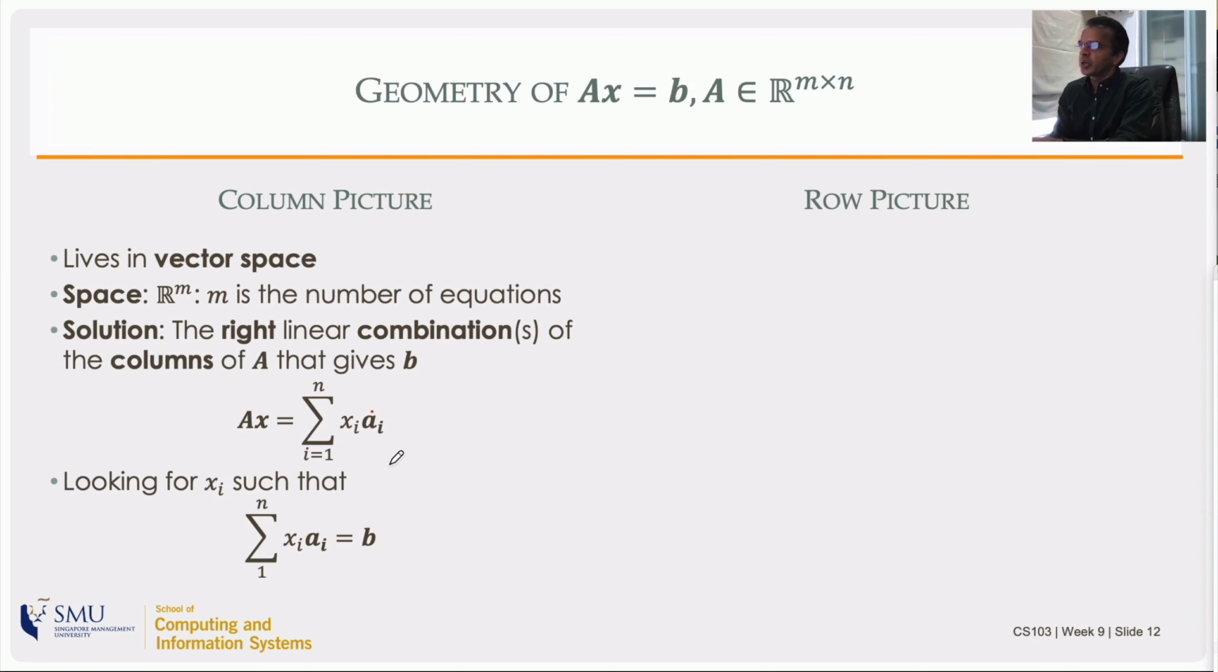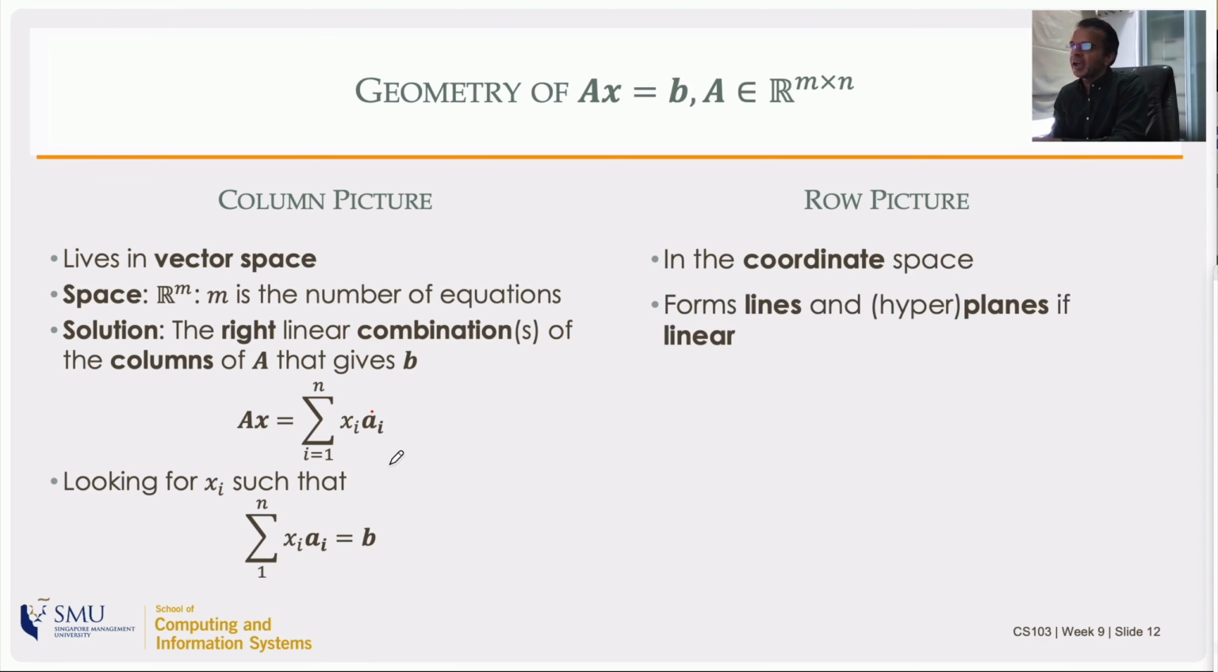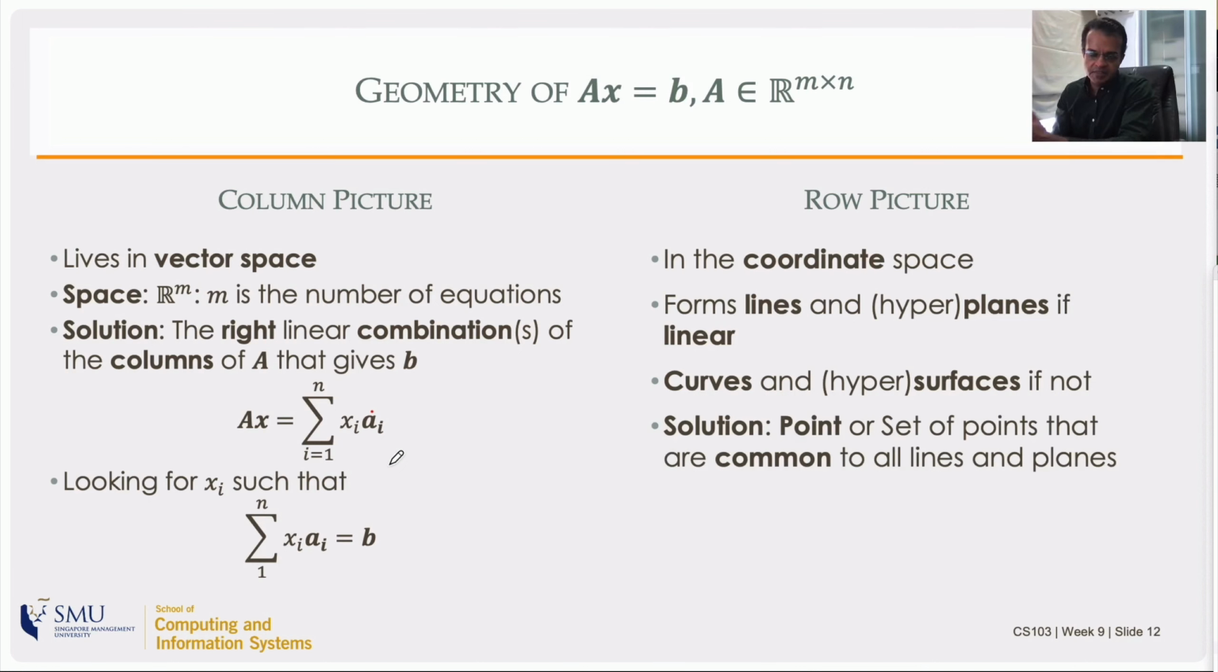That is a solution. If you're working with the row picture, each row in Ax equal to b stands for an equation, and these equations in the coordinate space will form something like lines or planes or some shapes, hyperplanes. And the right solution would be the intersection of all these shapes. If there are two lines and there is an intersection, that would be the right solution. If there are three planes, all three cutting each other at a point, that would be the solution. A point or a set of points, because if there are two planes, the intersection might be a line, so that's a set of points. What is common to all the equations or all the shapes will be the solution.